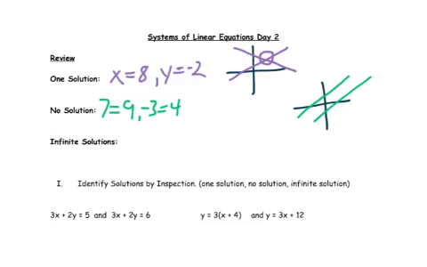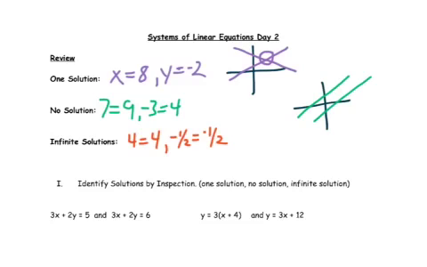Okay, and then finally, infinite solutions. Infinite solutions are when you have an equation and you end up getting something like 4 equals 4, or negative 1/2 equals negative 1/2. When the left side equals the right side, that's when you have infinite solutions.